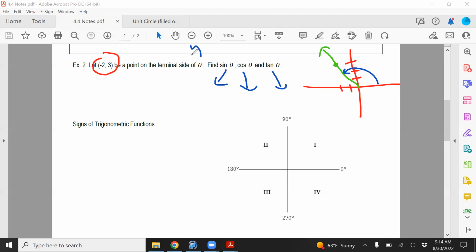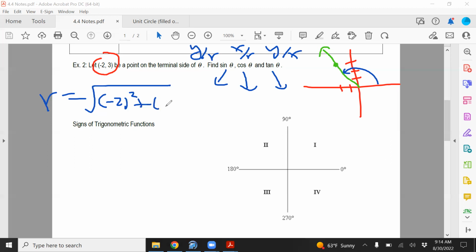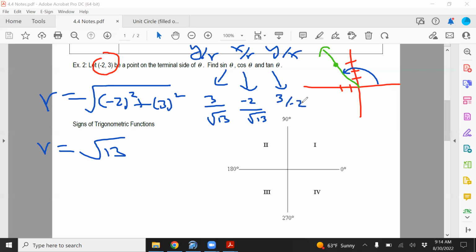Remember, what is sine again? It's y over r. What's cosine? X over r. And what's tangent? Y over x. And how do I solve for r? R equals the square root of negative 2 squared plus 3 squared. So it's root 13. So you get 3 over root 13, negative 2 over root 13, and you get 3 over negative 2. Okay, we're good? That makes sense?